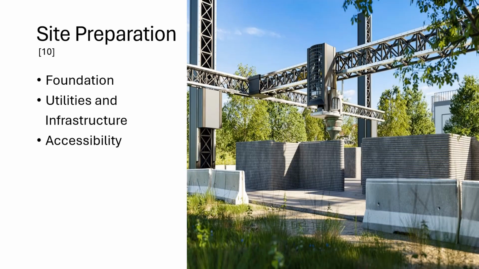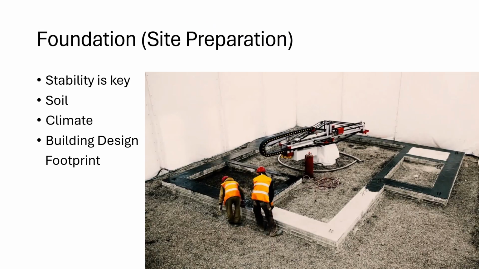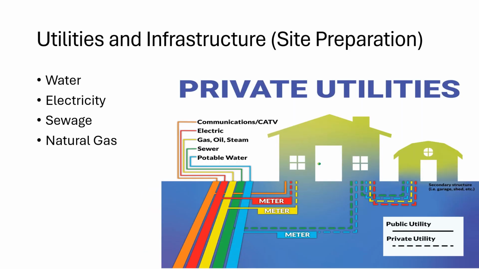There are three major items to focus on for site preparation: the foundation, the utilities and infrastructure, and the accessibility to the site and for the occupants. Foundations anchor a 3D printed building, adapting to soil, climate, and the design for long-term stability. Utility integration is crucial in 3D buildings for functionality, requiring careful planning for water, power, sewage, and gas systems.